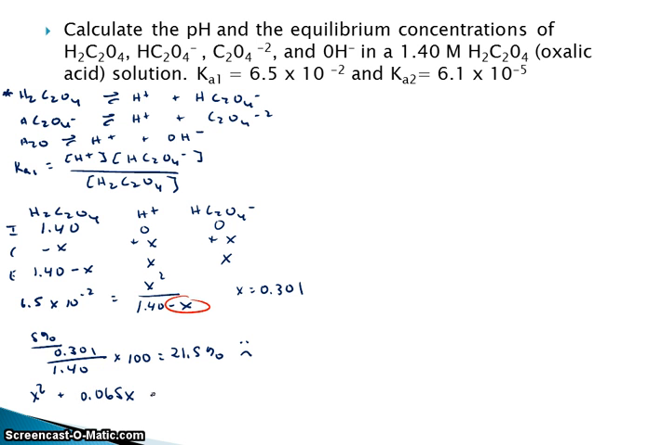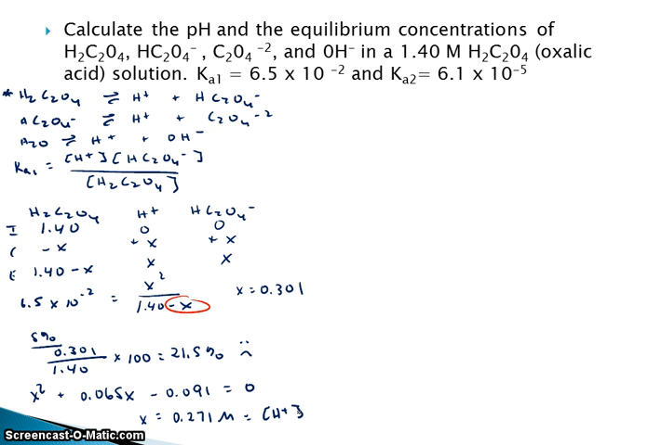0.065x minus 0.091 equals 0. Now you can either use your calculator and plug in A, B, and C into the quadratic equation in the calculator, or you can use your quadratic equation to solve for x. And we're going to get x equals 0.271 molar. And that's our hydrogen ion concentration.